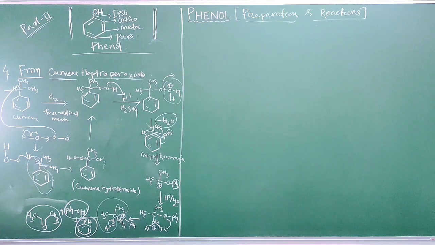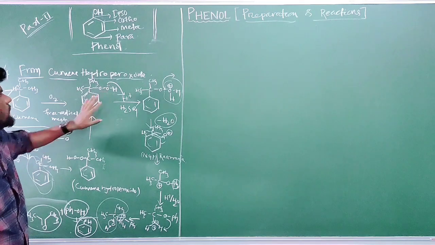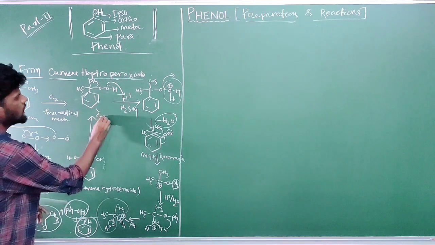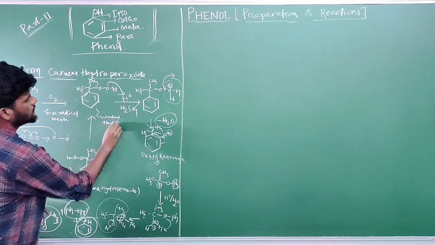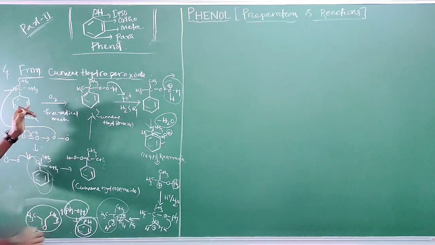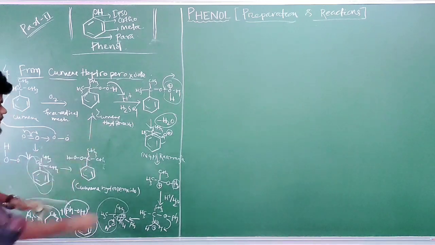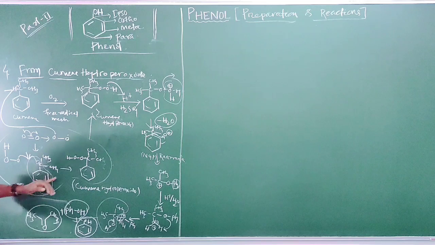Okay, the reaction mechanism again I am saying: we are getting cumene hydroperoxide. This is the starting material, cumene hydroperoxide. So cumene hydroperoxide, how did we get it? By aerial oxidation of cumene. We got cumene hydroperoxide by a free radical mechanism. Okay, this is the free radical mechanism.